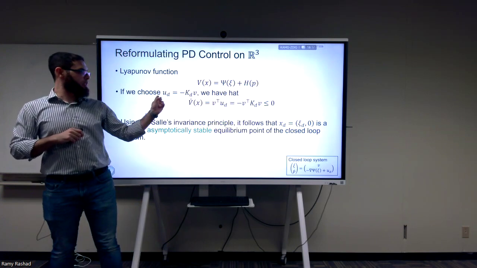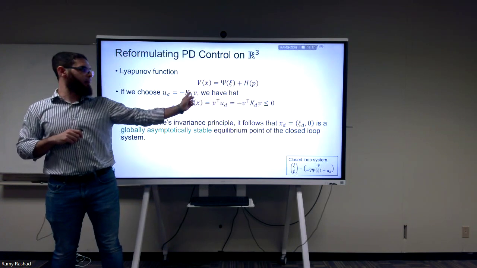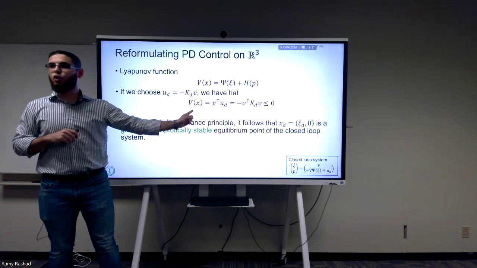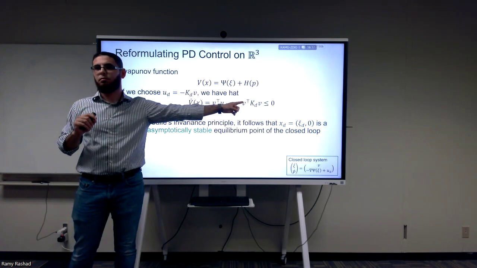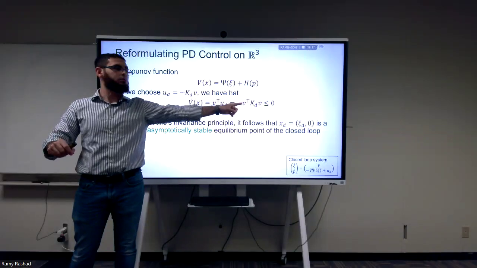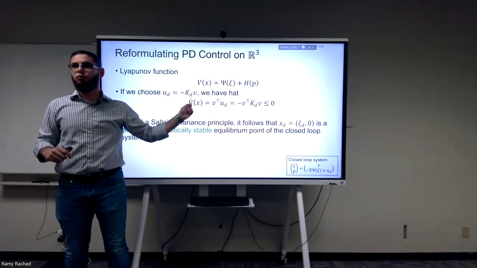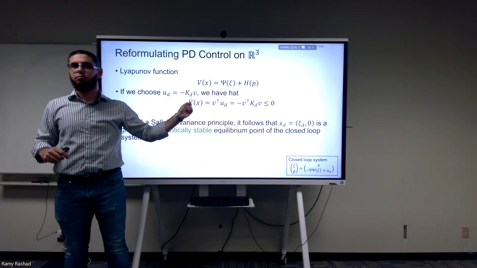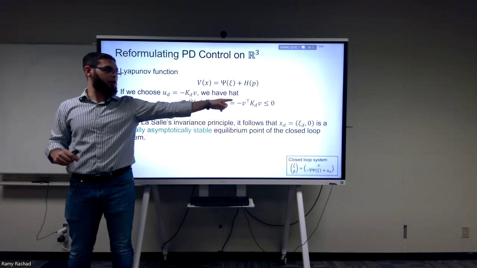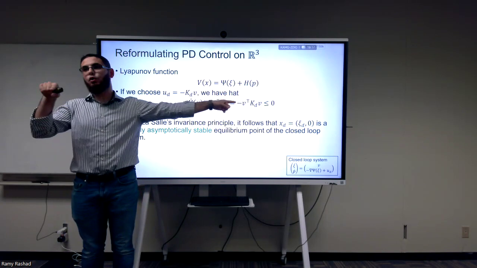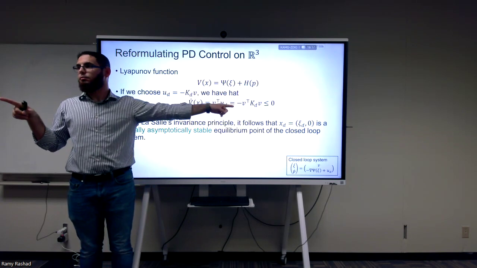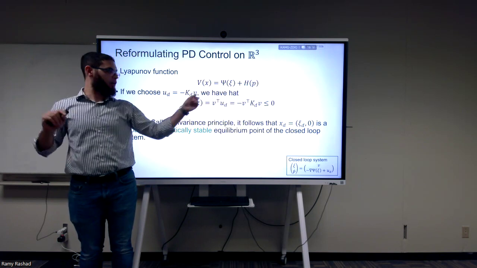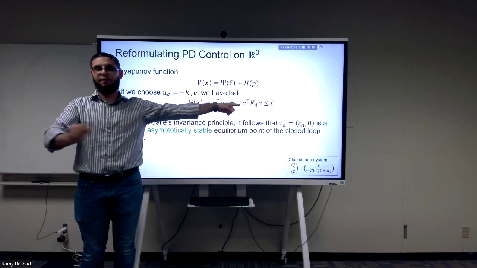So if I use UD equal to minus some matrix multiplied by v, I've shown that V dot is negative semi-definite. Why is it negative semi-definite? What's the easy check? Why is it less than or equal to 0? Where does this equal come from? How do you look at it and say, yes, it's definitely negative semi-definite?